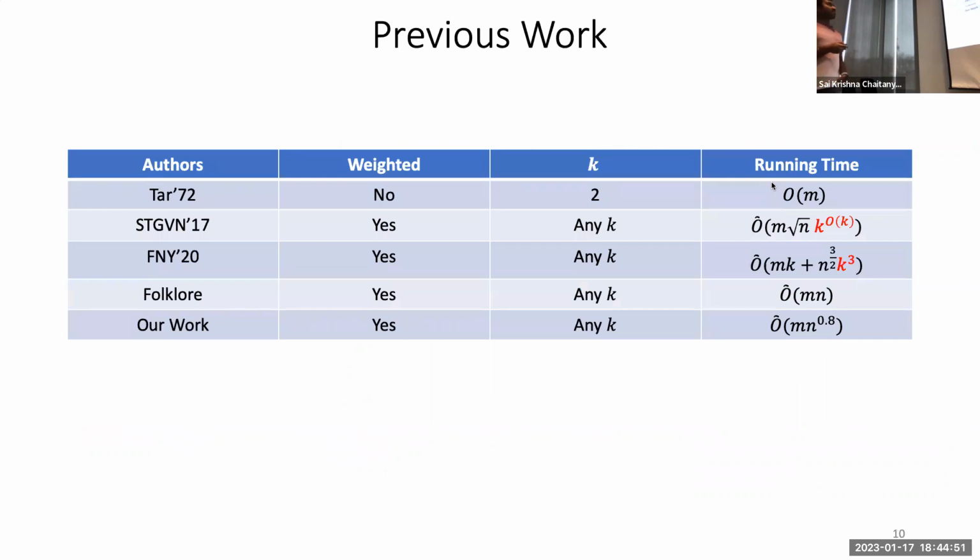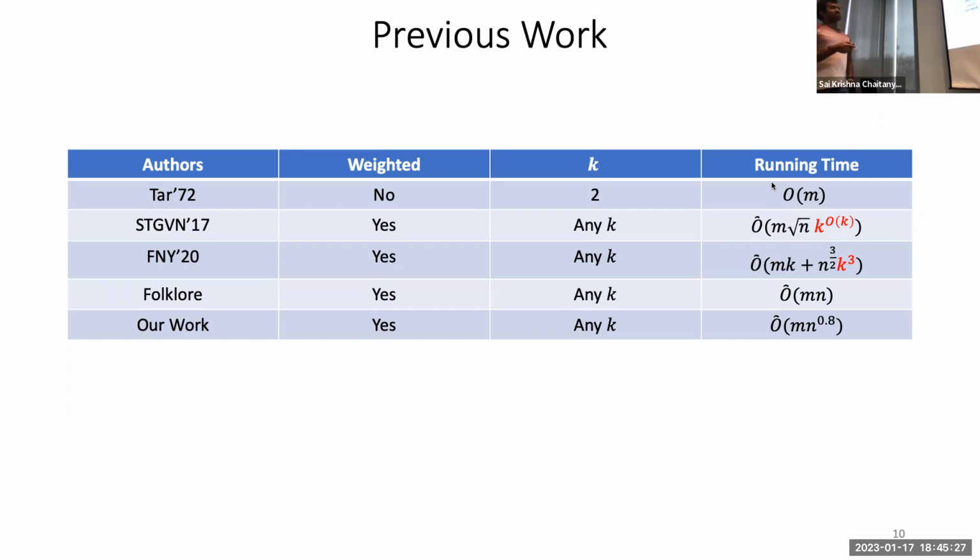So let's go into the previous work. This is a pretty classical problem and has been studied since almost the 1970s. The first algorithm was given by Tarjan on unweighted graphs, with the biconnected component algorithm, which uses depth first search. It runs in order of m time, and biconnected component is nothing but the unweighted case with k equal to 2. And next, in 2017, Chekuri et al. gave an algorithm for weighted graphs, for parameter k, which is any k.